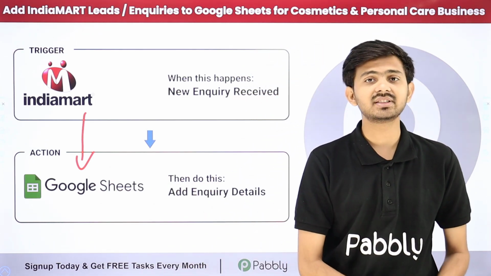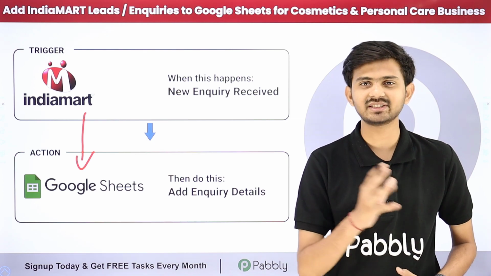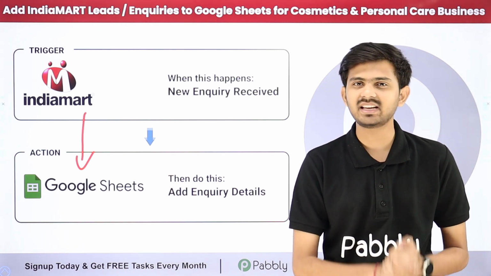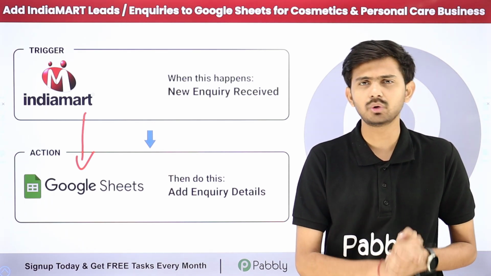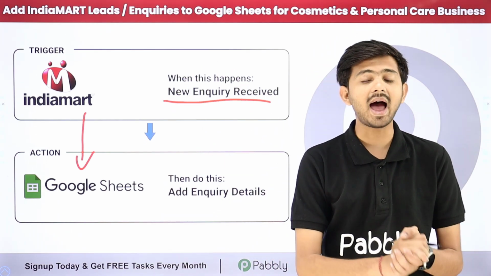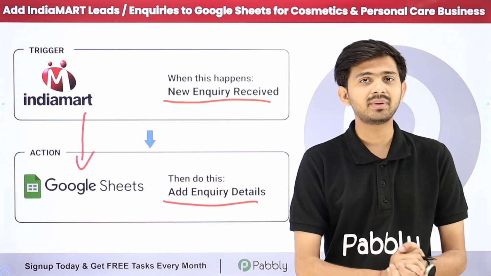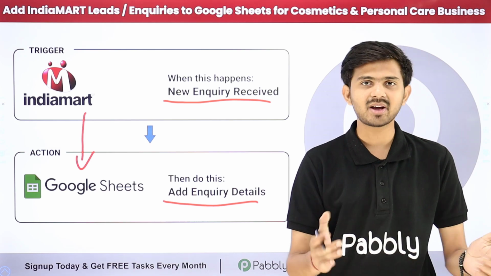For building this connection, I'm going to use Pabbly Connect. Pabbly Connect is an amazing software for automation and integration. With Pabbly Connect, whenever I receive a new inquiry or a new lead through IndiaMART, then automatically, by using those details, I'm going to add them to my Google Sheet. So how am I going to build this connection? For that, let me take you to my computer screen.